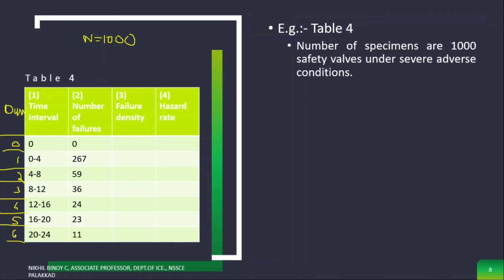Only 6 durations are shown. That is 0 to 4, 4 to 8, 8 to 12, 12 to 16, 16 to 20 and 20 to 24. It is not showing the remaining ones. And I told you this one is not completed. Why? If you add the number of failures from the first duration to the sixth duration, it is not equal to 1000. Means the failure data is not complete.